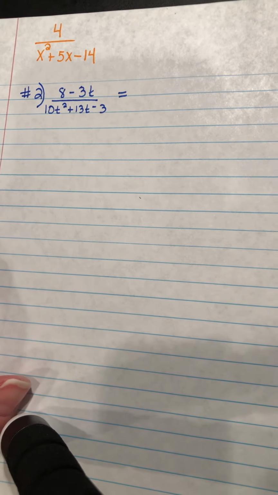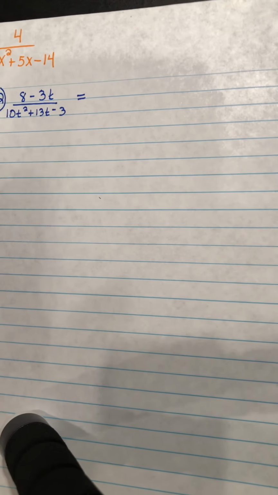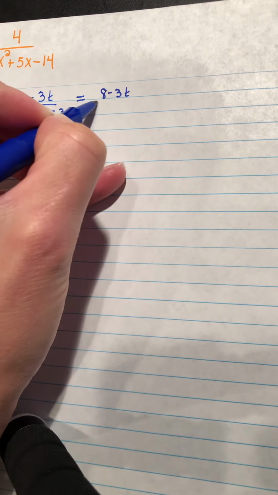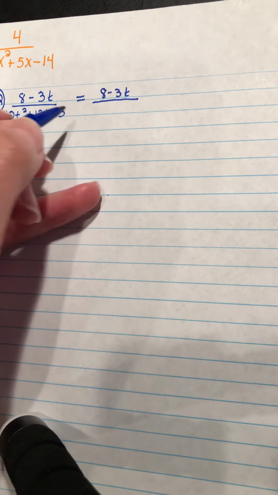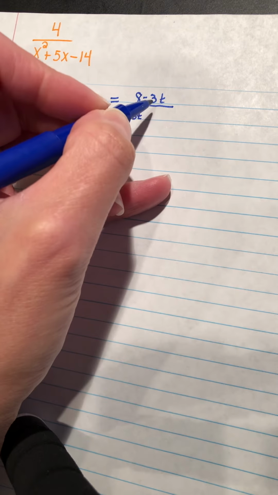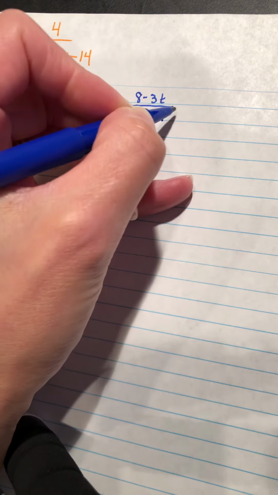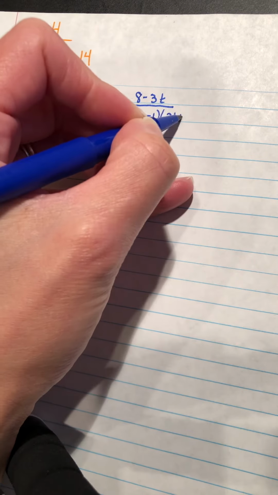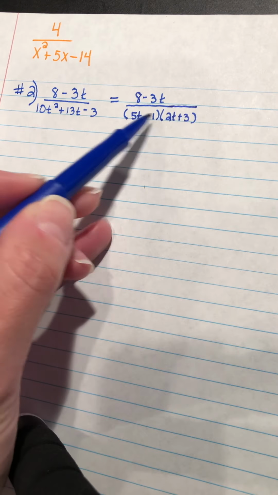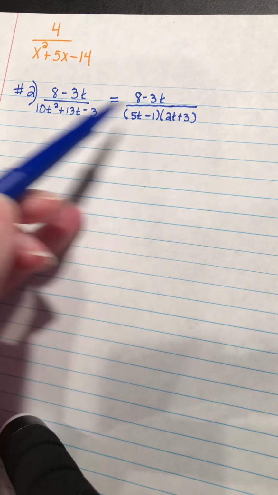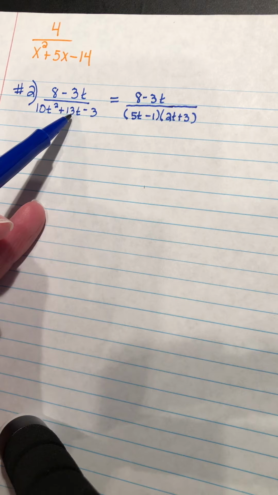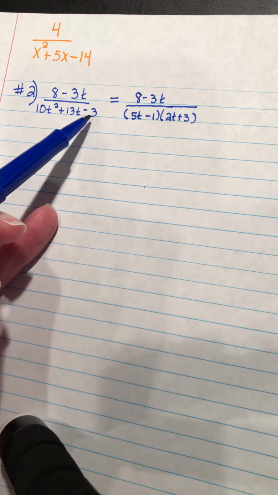The first thing I want to do is factor the denominator. So the denominator factors into two binomials, and I believe those two binomials are 5t minus 1 times the quantity 2t plus 3. And if you're not sure, let's just quickly double check. Let's distribute, right? 5t times 2t is 10t squared. 5t times 3 is 15t. Negative 1 times 2t is negative 2t. That gives me 13t. Negative 1 times 3 is negative 3.